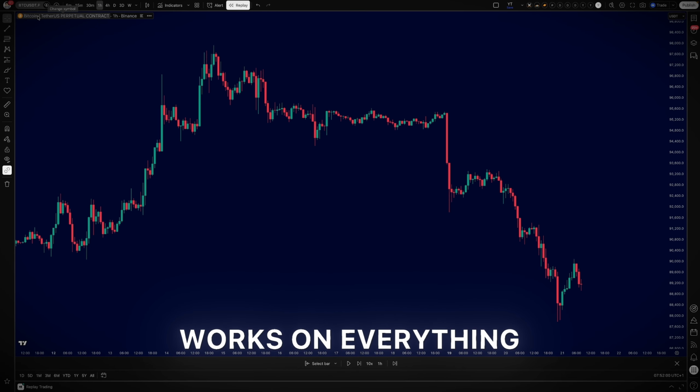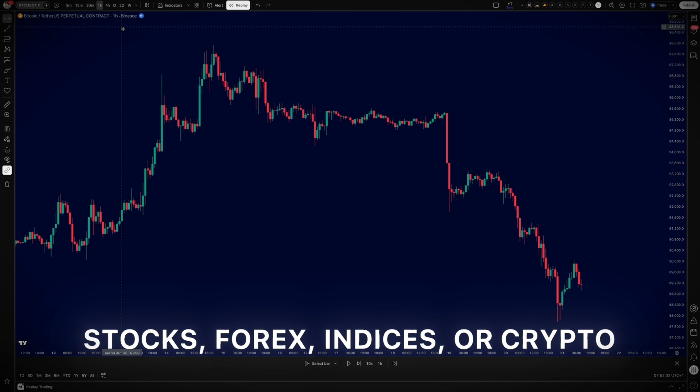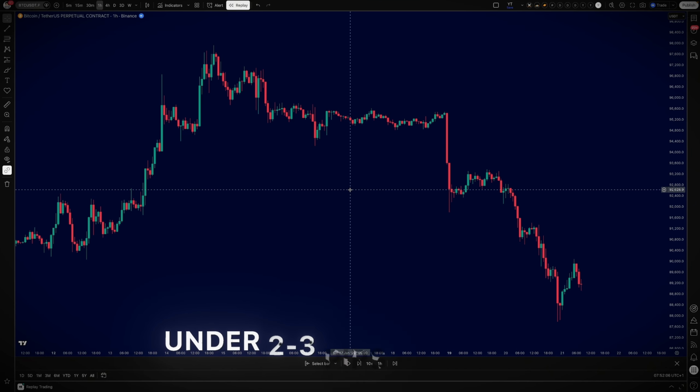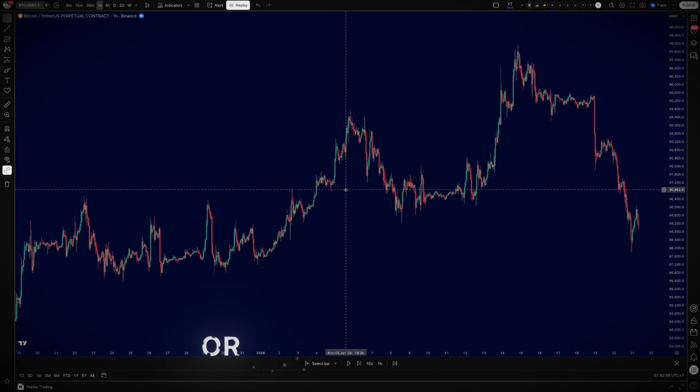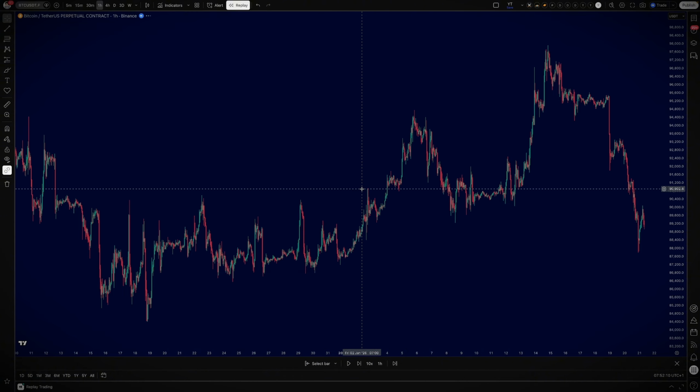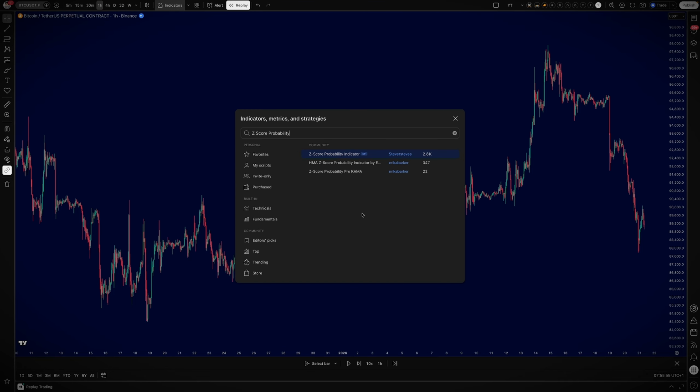Works on everything: stocks, forex, indices, or crypto. Key is liquidity and spreads under 2 to 3 pips on forex or 0.1% for crypto. Remove all indicators from the chart. Leave only a clean canvas. Why clean? Because extra lines are just a distraction. We're building a system from scratch without any. Let's get back to TradingView.